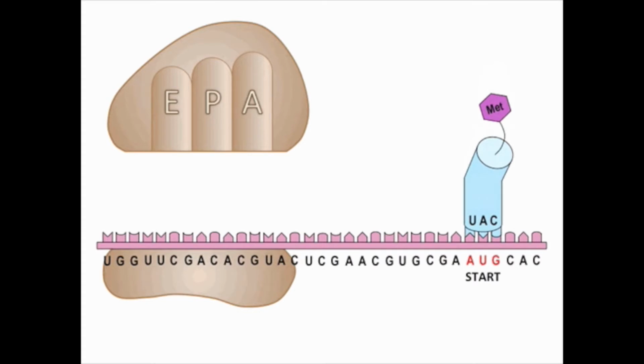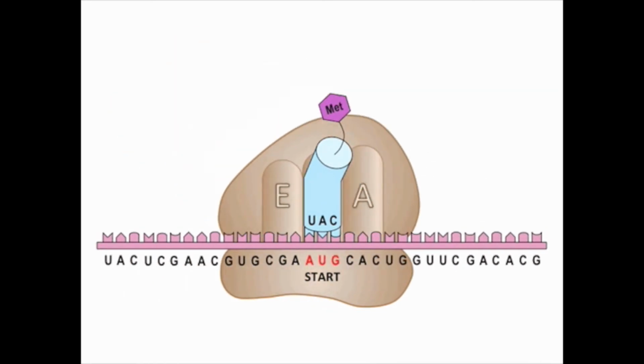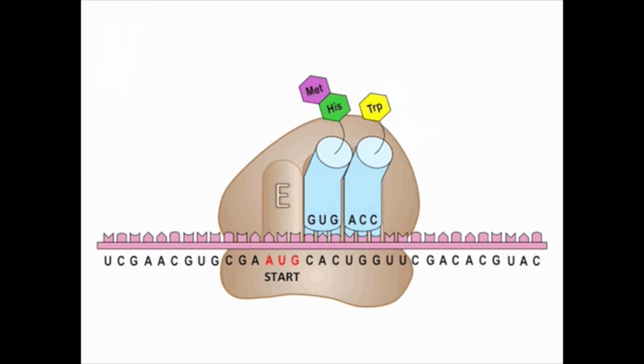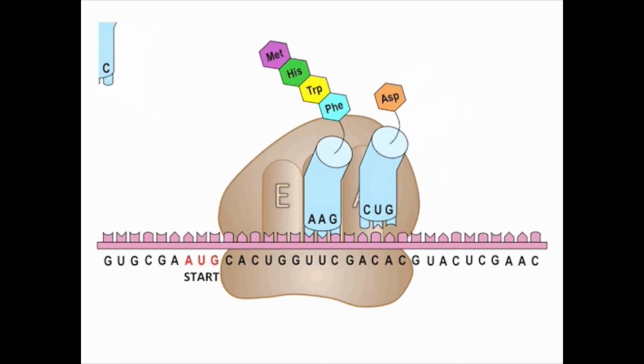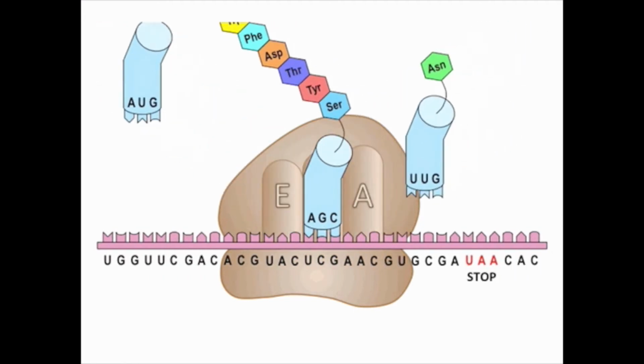In this area, there is a binding site for mRNA and three sites for the binding of tRNA. The E site is where tRNA that has lost its amino acid is discharged. The P site hosts the tRNA carrying the growing polypeptide chain, and the A site hosts the tRNA carrying the next amino acid to be added to the polypeptide chain.